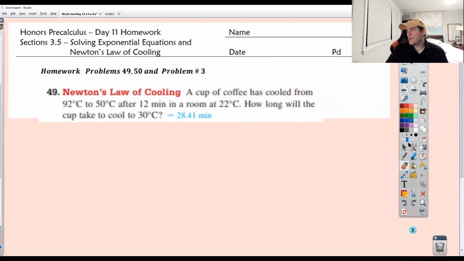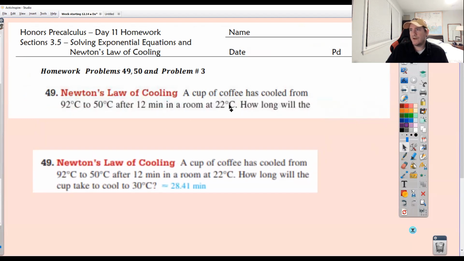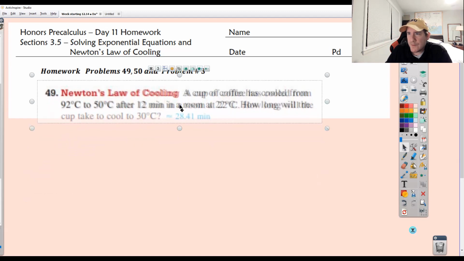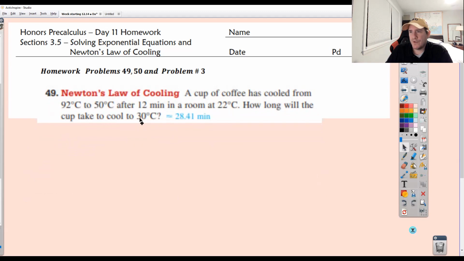All right, hey, look, it's the homework. And right away, I've got a mea culpa. Look at how I cropped it. I cropped it to "how long will the," and then I left the actual endpoint off. Nobody has emailed me about this yet, I don't think, which is a little disheartening. Usually a lot of you get right on your homework. Anyway, we can just line this up like that. Perfect. There you go. We're trying to find out when the cup cools to 30 there. And you can even see the answer. I hope you got 28.41.